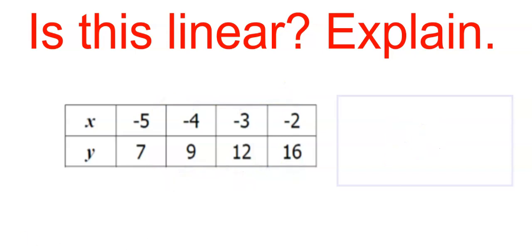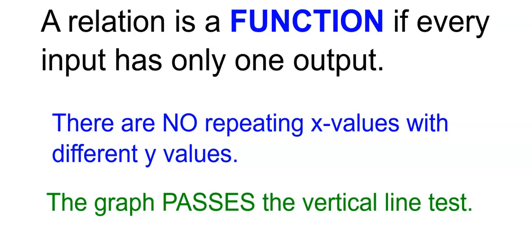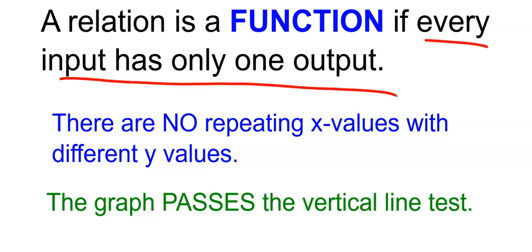Let's take a look at the other definition. How do you define if something is a function? Well, you simply state every input has only one output. It works for an equation, it works for a table, it works for a graph. That's the only sentence you need to remember.